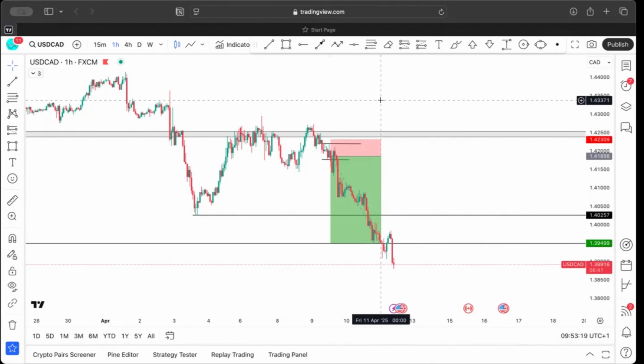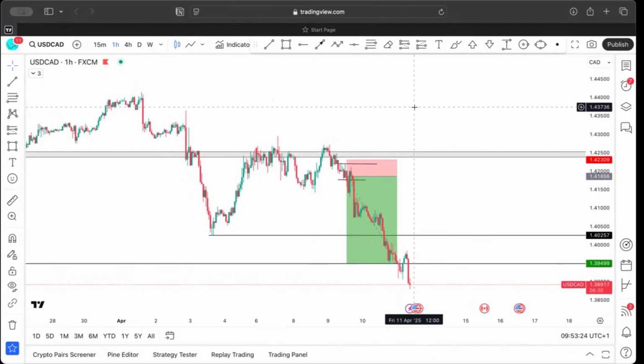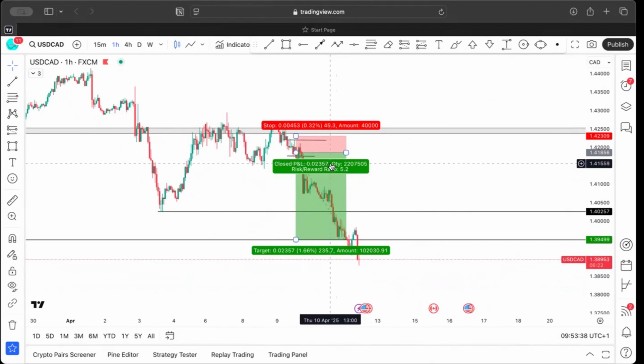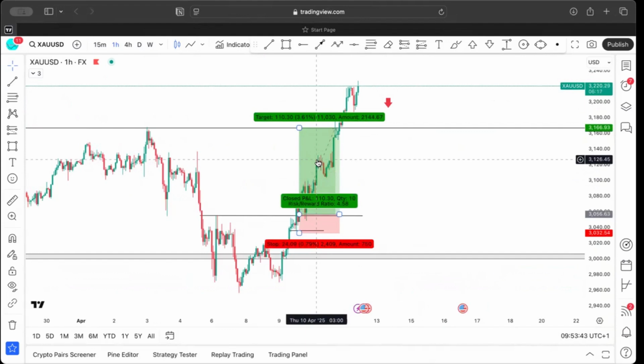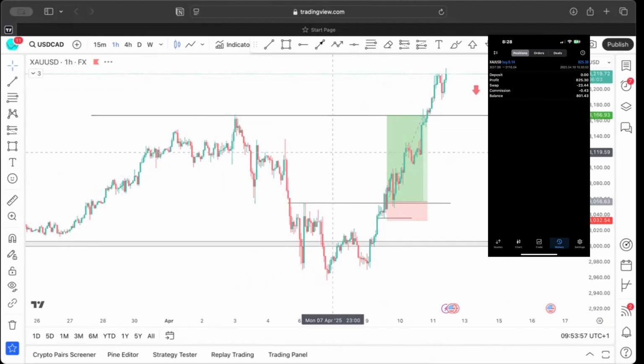So these are the two trades that I took on gold and USDCAD. Those are the only trades that I executed this week, and they were profitable. I made over 235 pips on USDCAD, and I made over 1,000 pips on gold, I think 1,100 pips on gold. Yeah, so that's how you do it.